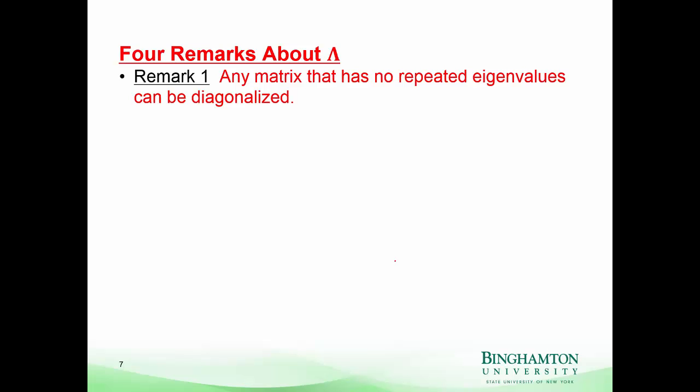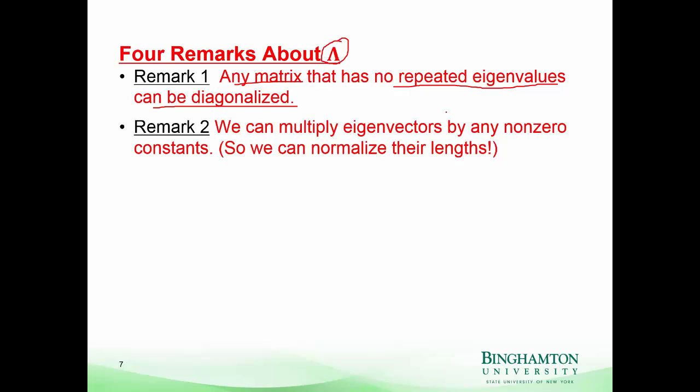So, four remarks about this diagonal eigenvalue matrix. Any matrix that has no repeated eigenvalues can be diagonalized. So that's nice. We then just have to wonder, well, when do we get repeated eigenvalues? And if we do, what do we do? How do we deal with this? If we can do anything at all. So let's keep our eye on that as we go through.